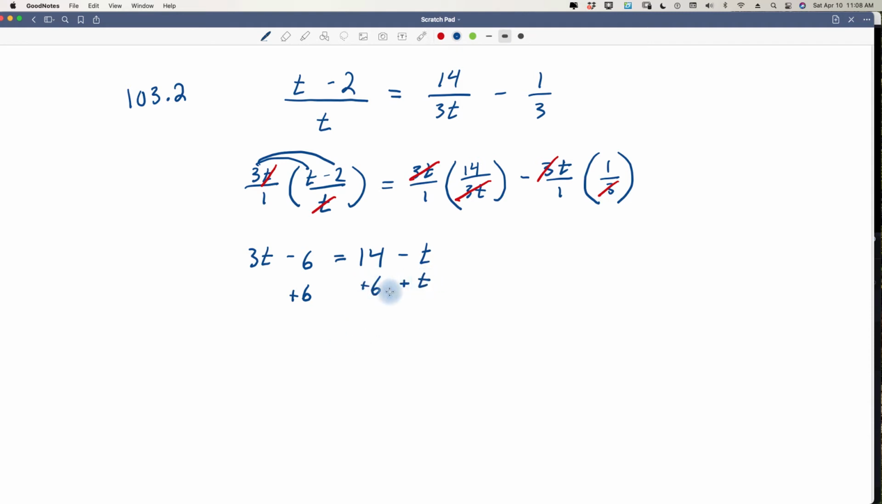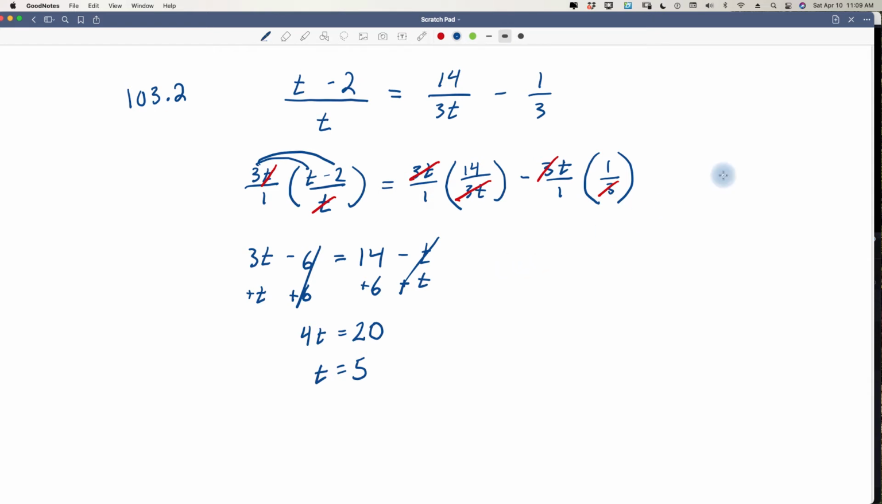We're going to add 6 to both sides. We're going to add t to both sides. That's going to cancel the 6's on this side and the t's on this side. And we'll end up with 4t equals 20. So t equals 5. Okay? So we solved this very complex equation without a whole lot of trouble because we learned how to treat the common denominator as a whole number times the fraction and then eliminate or cancel out our factors.